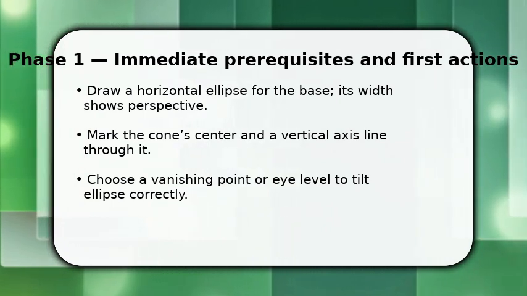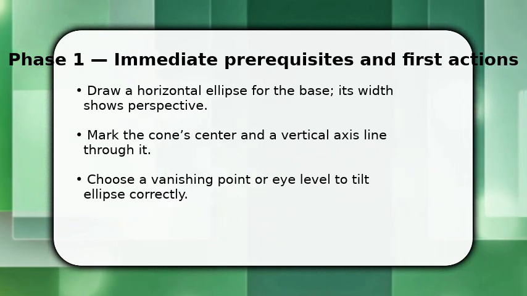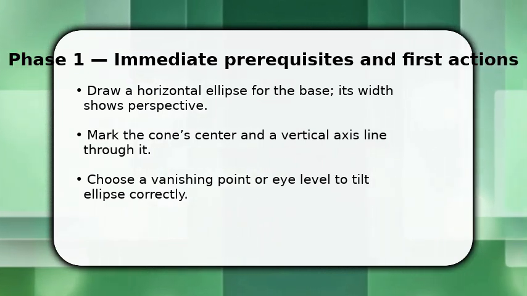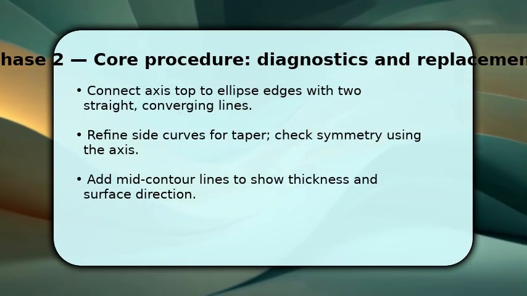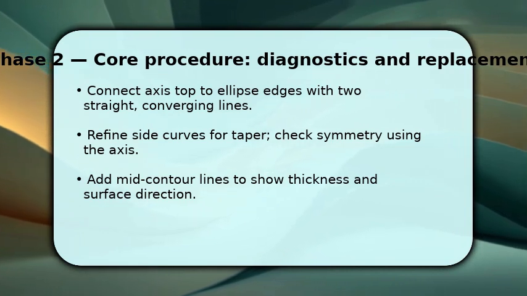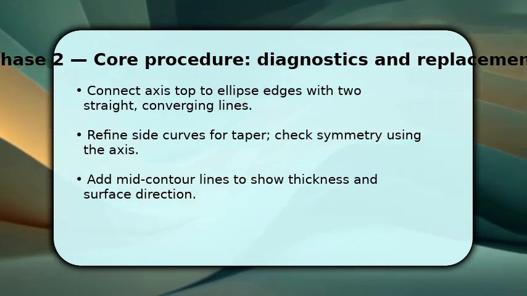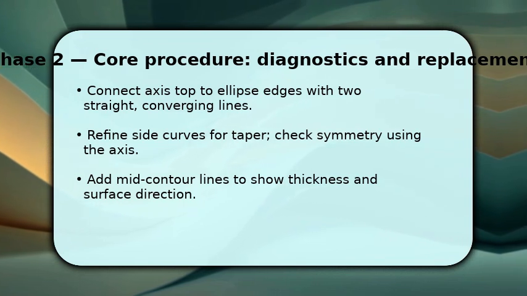Make sure to keep light, confident strokes. These guides will control the cone's proportions and rotation as you build the volume. Next, establish the cone sides by connecting the top of the axis to opposite edges of the ellipse. These converging lines create the implicit apex.